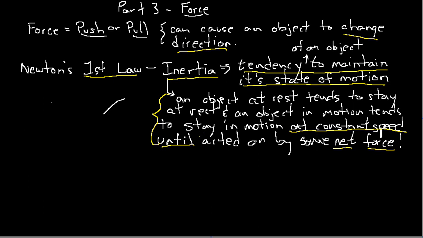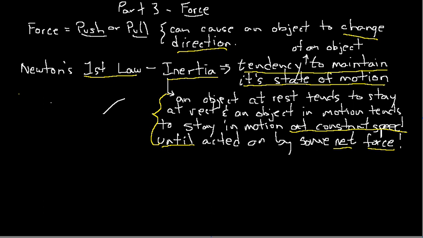So that's what Newton's first law is all about. It's the law of inertia. It's the tendency of an object to maintain its state of motion. If it's at rest, it's going to stay at rest. If it's in motion, it's going to stay in motion at a constant speed in the same direction until acted on by some net force.